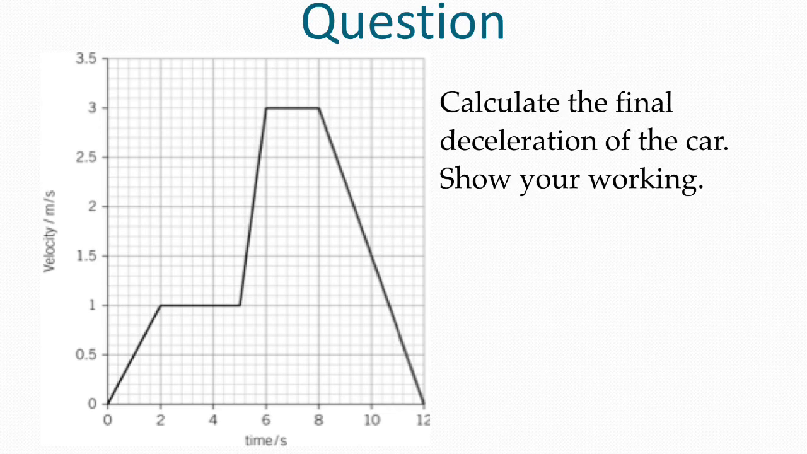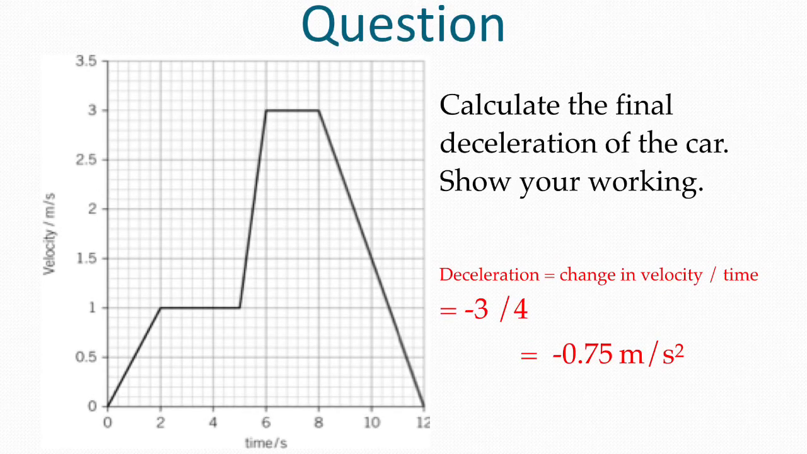See if you can find the deceleration of the car for the last 4 seconds of its journey. Its velocity decreases from 3 meters per second to 0, and therefore the change in velocity is minus 3 meters per second. Don't forget to pause the video while you work it out. With our change in velocity of minus 3 meters per second and our time period of 4 seconds, we've got minus 3 divided by 4, giving us an overall deceleration of minus 0.75 meters per second squared.